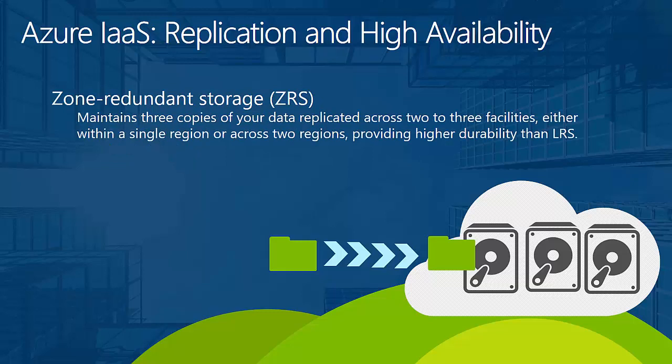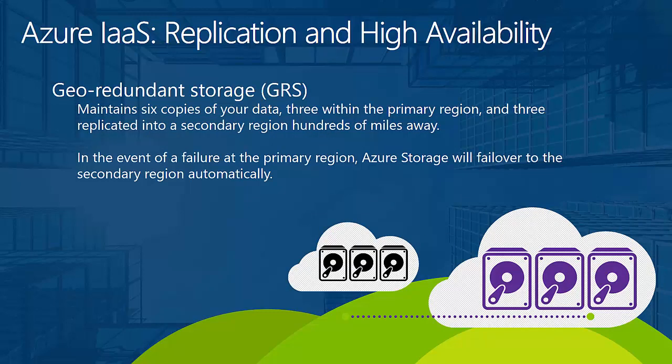Zone redundant storage maintains 3 copies of your data, which is replicated 3 times across 2 or more facilities. This can be either within a single region or across 2 regions. Zone redundant storage is currently available for block blobs only and provides a higher level of durability than LRS. Geo-redundant storage maintains 6 copies of your data. With GRS, your data is replicated 3 times within the primary region and a further 3 times in a secondary region hundreds of miles away. This SKU provides the highest level of durability and is therefore recommended by Microsoft for highly available critical production workloads.